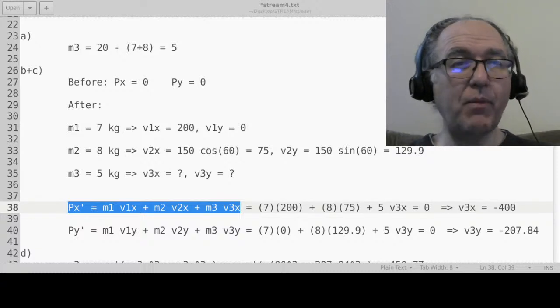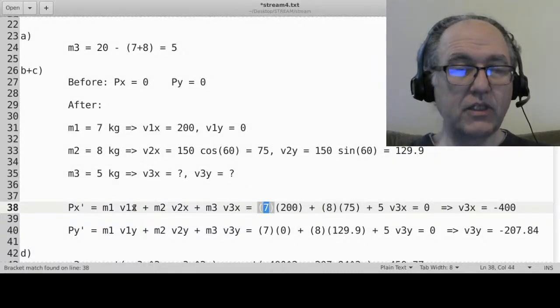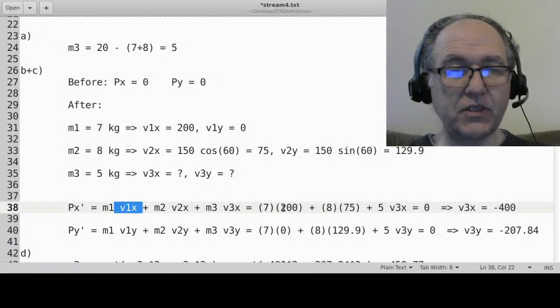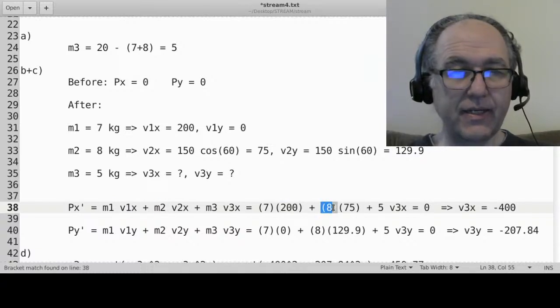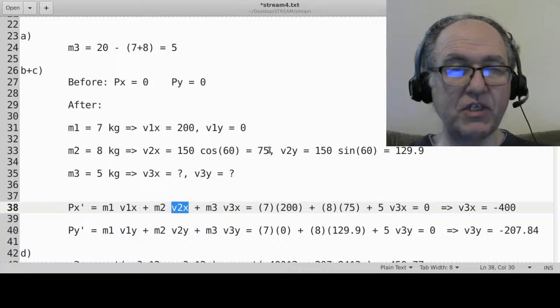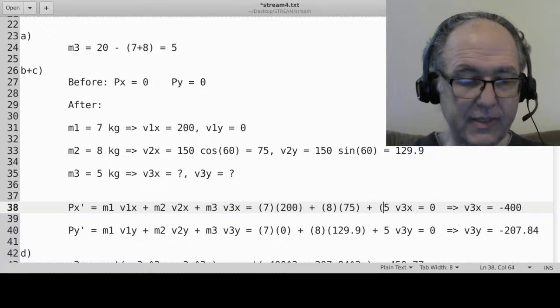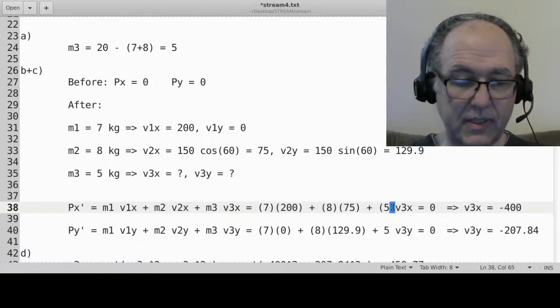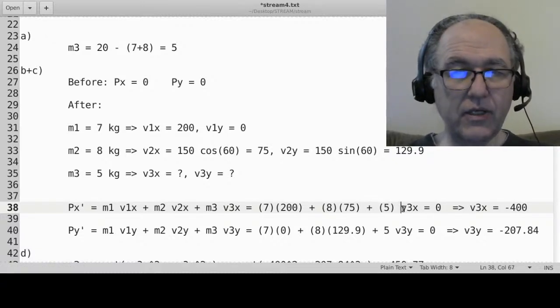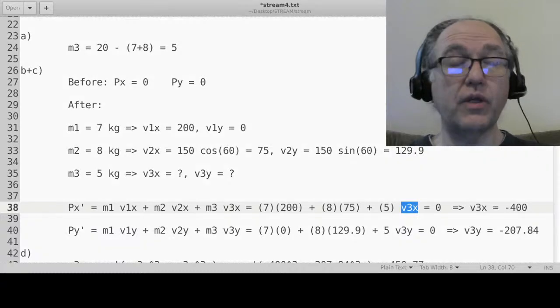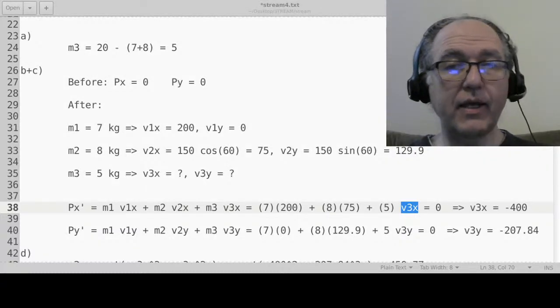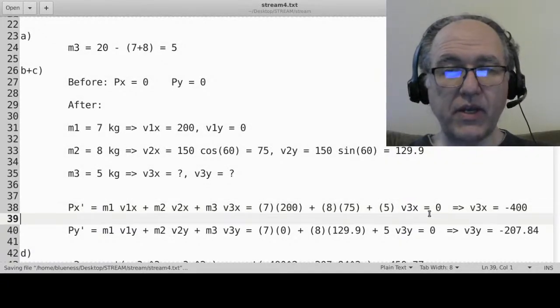Do we know m1? Yeah, we know m1. It's 7. Do we know v1x? Yeah, that's 200. Do we know m2? Yeah, that's 8. V2x, yeah, we just found that. That's 75 right there. And M3 we know is 5. Put that in brackets like that, just to be consistent. And do we know V3x? Well, no, we don't, but that's what we want to calculate. Now I set that whole thing equal to 0.